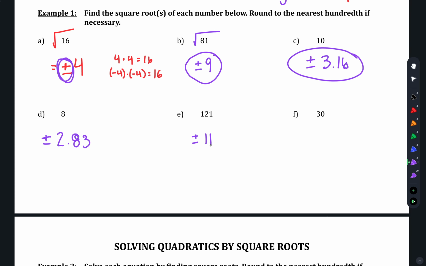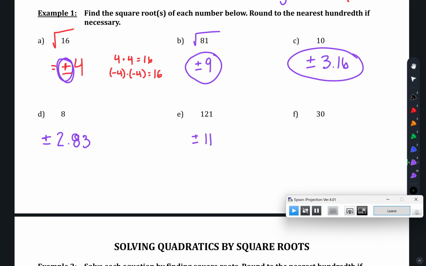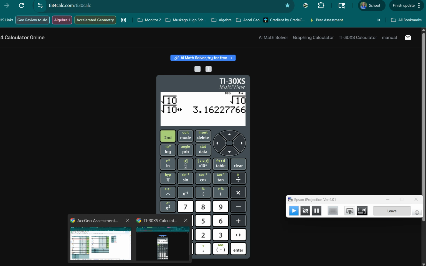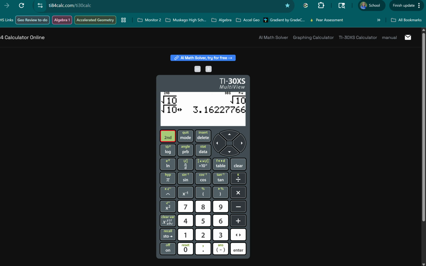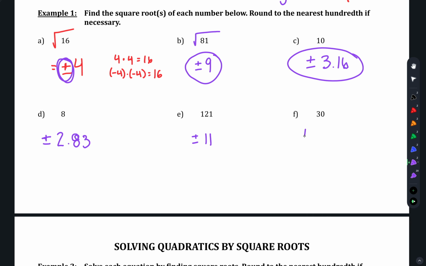And then what about for 30? Does it have perfect square factors? So again, let's put that into our calculator. I can do that really quickly. Right here. Square root of 30. Hit enter. 5.47. We're rounding that up to 5.48. Plus or minus. Questions on this part? That's the easy part.